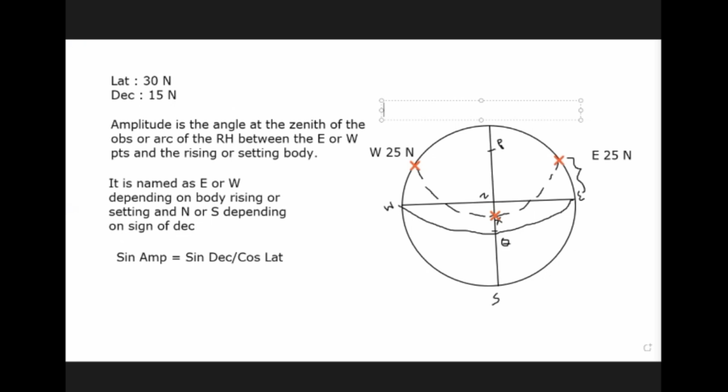East 17.4 north. And same thing for setting. If the declination does not change, normally star declination does not change, only sun changes. So this amplitude would be the rising amplitude. In this case, setting amplitude would be west 17.4 north. So this is the beginning. We will be doing some problems on amplitude and azimuth and all that.